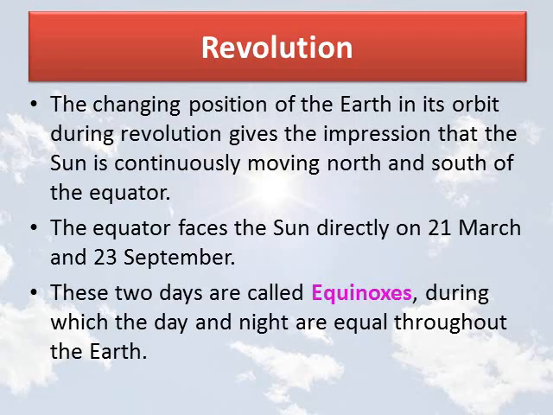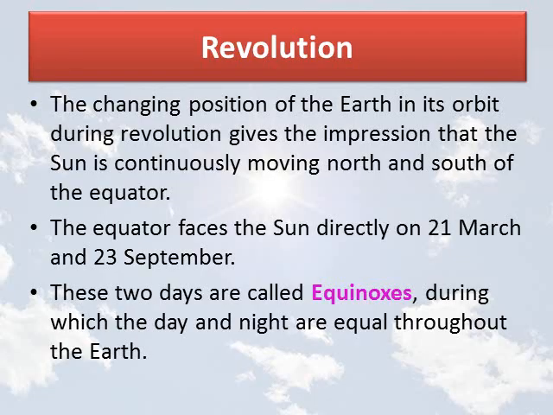Dear children, in 2022, the perihelion was on 4th January and the aphelion was on 4th July. When the Earth is closest to the sun, it is winter in the northern hemisphere and summer in the southern hemisphere. Thus, the Earth's distance from the sun does not noticeably cause the seasons to change. The changing position of the Earth in its orbit during revolution gives the impression that the sun is continuously moving north and south of the equator.